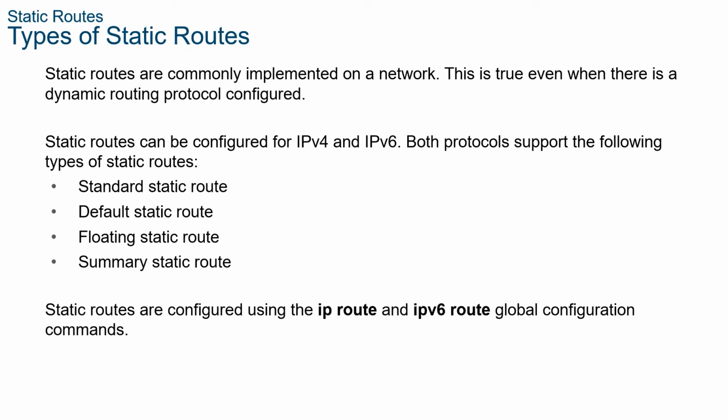Static routes can be configured for IPv4 and IPv6. Okay, so both protocols support the following types of static routes. You've got the standard static route, default static route, floating static route, and summary static route. The static routes are configured using the ip route command and ipv6 route global configuration commands.